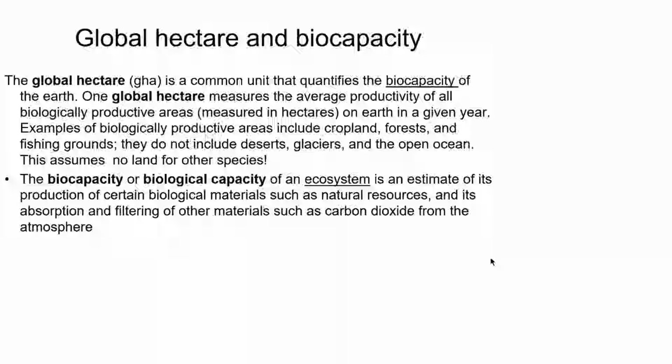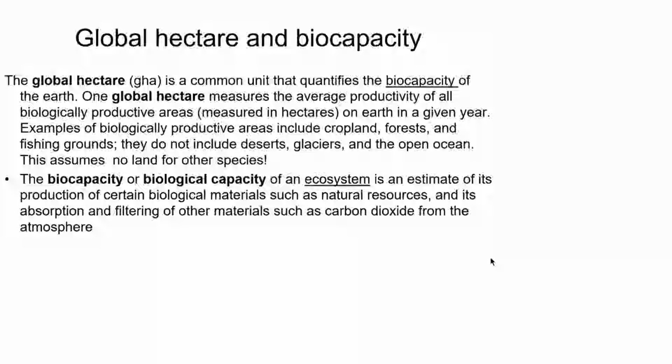So, we are going towards why ecology is important, and where all our material requirements, our food requirements, all our needs for energy, are getting translated into how we are affecting the environment, how we are affecting the ecosystem services that our biosphere is providing us. So, the global hectare is a common unit that quantifies the biocapacity of the earth. What is the biocapacity? It is the biological capacity of an ecosystem, which is an estimate of its production of certain biological materials such as natural resources and its absorption and filtering of other materials such as carbon dioxide from the atmosphere. So, it is essentially the biological capacity of an ecosystem.